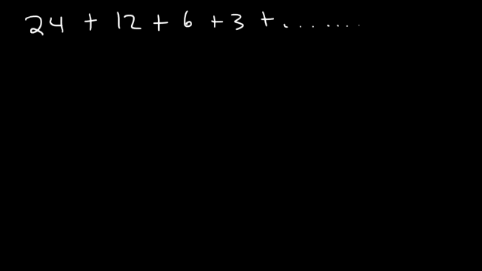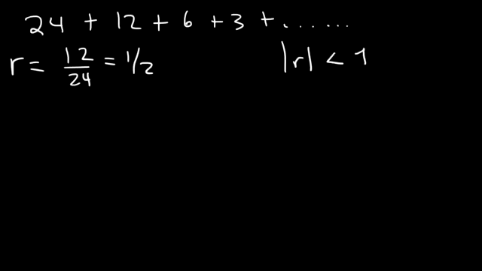So first, let's find R. If we take the second term and divide it by the first term, we can see that R is 1/2. If the absolute value of R is less than 1, this series will converge, which means that there is a sum. If it's greater than 1, or even equal to 1, it will diverge, and you can't find a sum. To find the sum of an infinite geometric series, it's equal to the first term divided by 1 minus R.